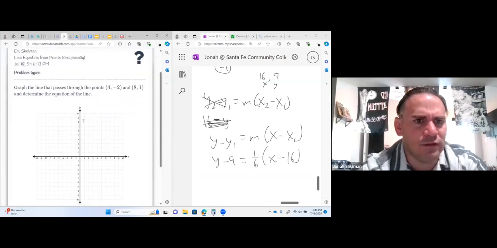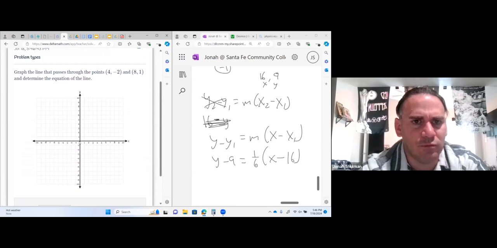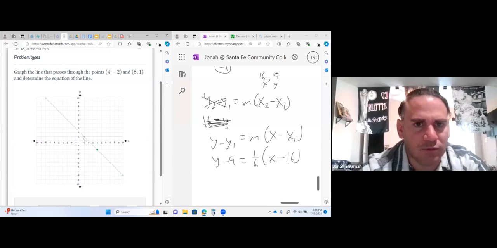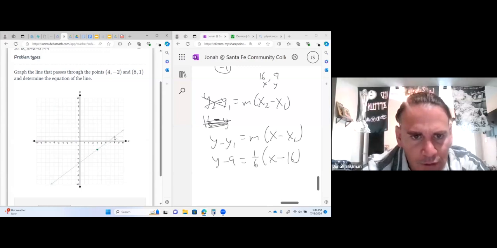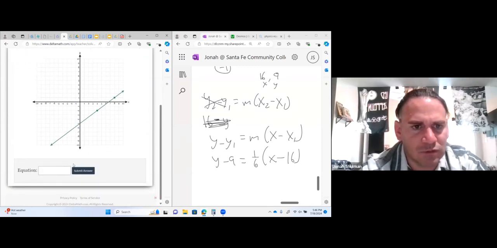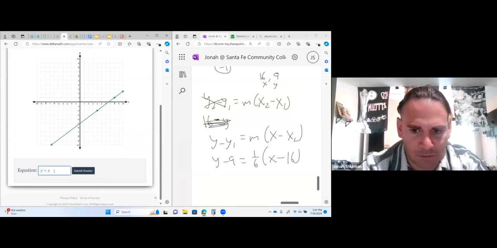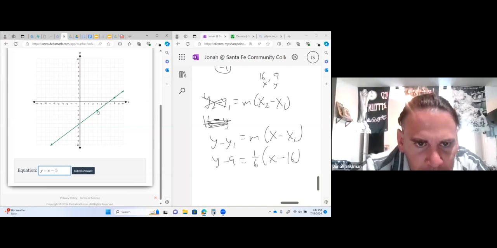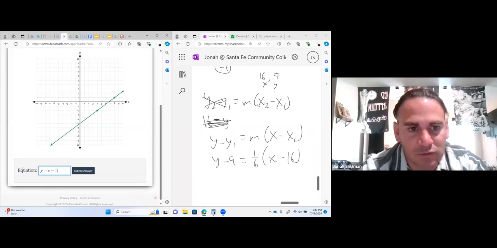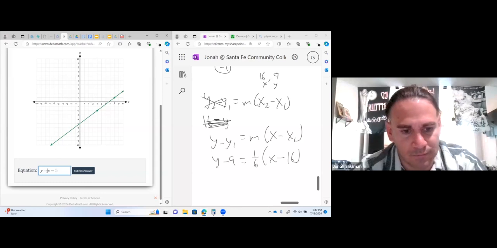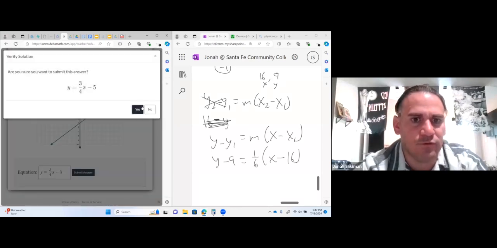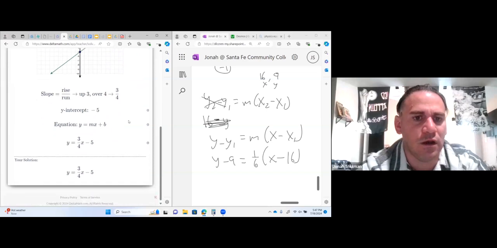All right, graph the line and then write the equation. Cool. So we have the point (4, 2), and we have the point (8, 1)... Notice we already have the intercept, which is -5, and we just need the slope, which means we're going to rise up 1, 2, 3, run over 1, 2, 3, 4. It's positive because we're going left to right, so it's 3/4 x minus 5. Ta-da!